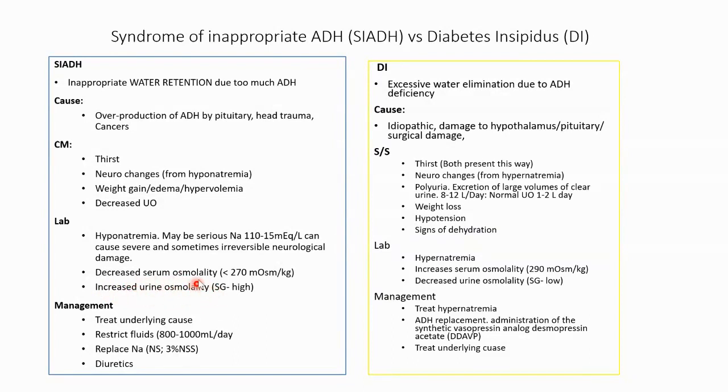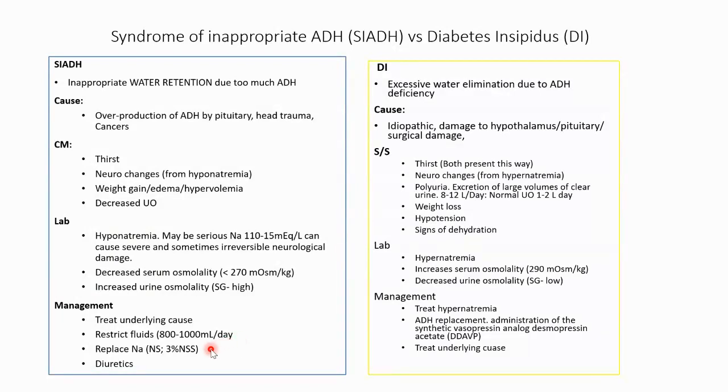Concentrated urine, watery blood, sodium is diluted out. Got to know those. What about management? So we want to treat the underlying cause. We have to figure out why somebody has SIADH. If it's severe, we would restrict their fluids, 800 to about 1,000 milliliters a day if they need that.